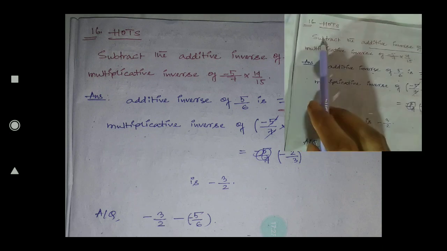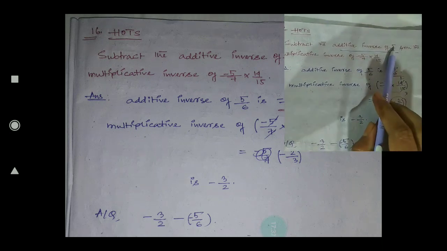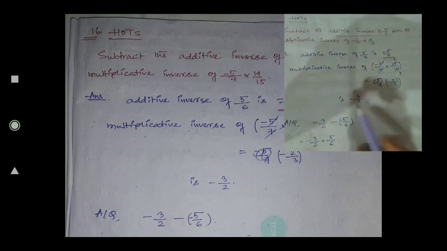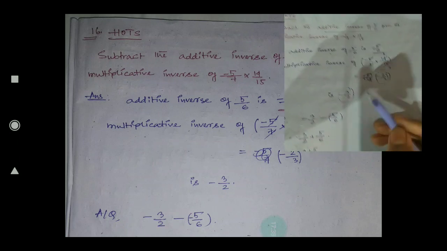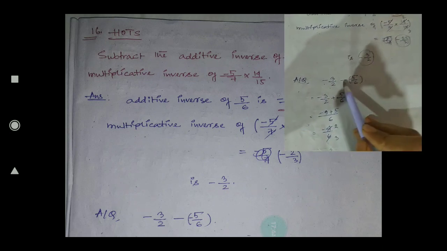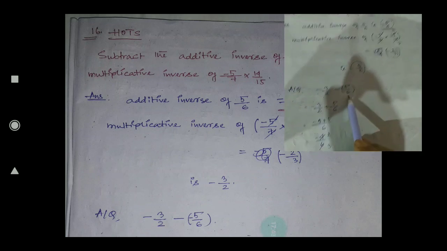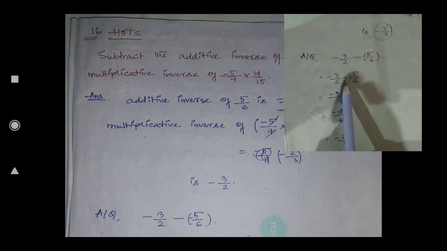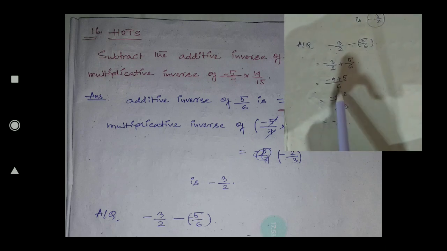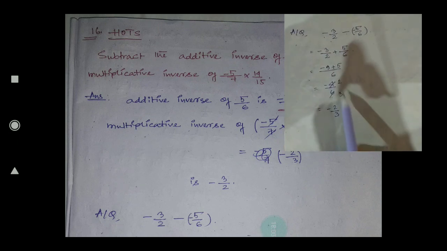Now see the question. According to the question, what is given? Subtract the additive inverse of 5 by 6 from the multiplicative inverse of this one. That means from the multiplicative inverse you have to subtract this one. So minus 3 by 2 minus of what additive inverse is, minus 5 by 6. Minus 5 by 6, minus minus plus. 2 3s are 6, 3 3s are 9, minus 9 plus 5, that means minus 4 by 6.